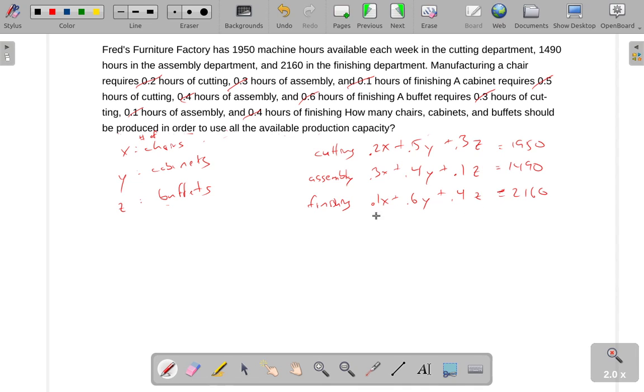You'll notice all three of these are already in standard form. So if I was to write up my augmented matrix, I'll just grab the coefficients. And that is the augmented matrix that I would put into my calculator and use that to solve.